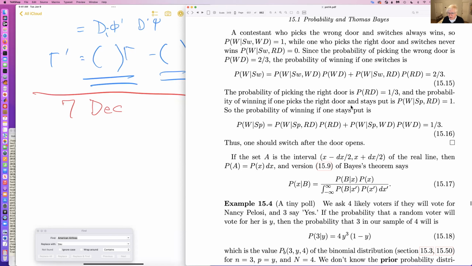The probability of winning, if one picks the right door and stays put, is 1. So the probability of winning if one stays put is the probability of the right door times winning given stay put, plus the wrong door times winning given stay put. So this is 1, but this is only 1/3. This is 2/3, and wrong door, stay put, is 0. So this is altogether 1/3. So you see, if you switch, the probability is twice as high.